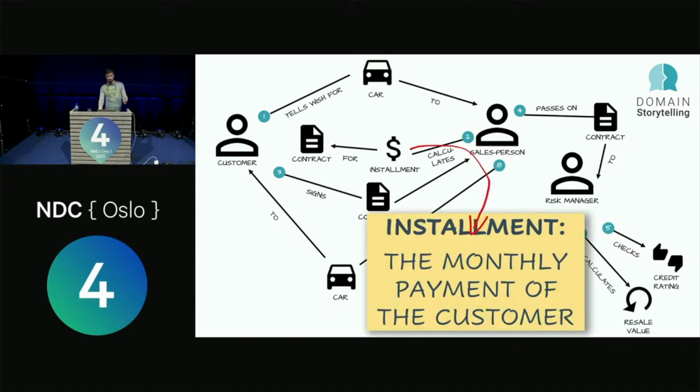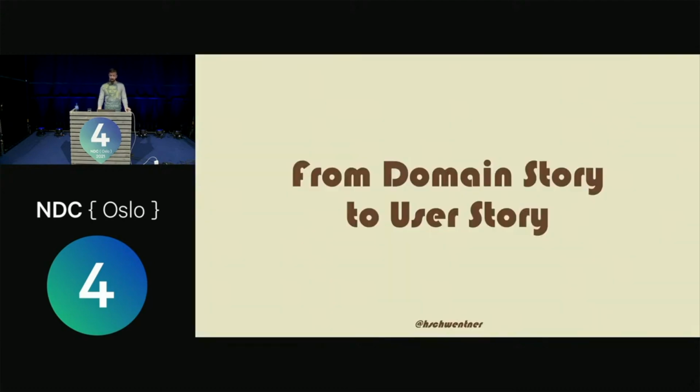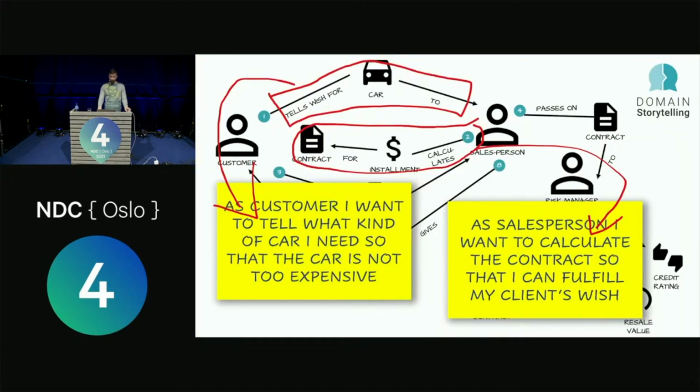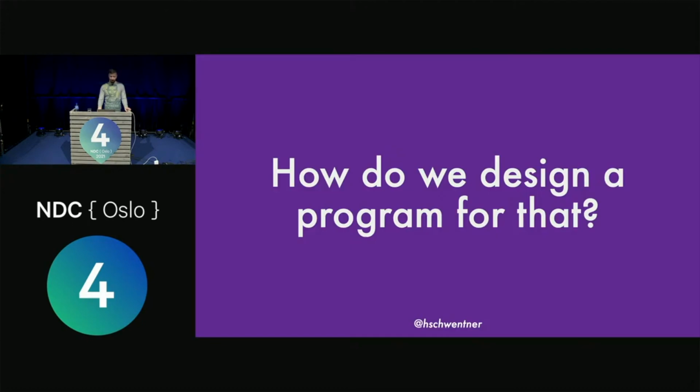And then in domain stories, we can find words that we don't understand, like installment, and then the domain experts can tell us what this means. For example, here, the monthly payment of the customer. And then we can use that to move on to user stories. I'm going to jump over that now because I want to look at how we can use those domain stories to design a program. How do we use that for building a piece of software?